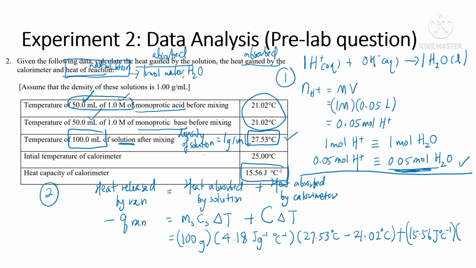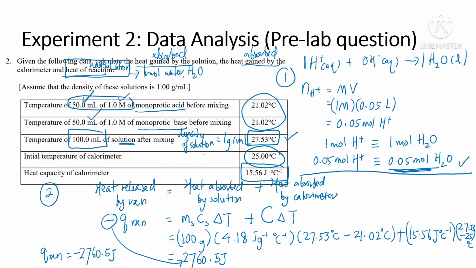So final temperature 27.53 minus initial temperature of calorimeter 25 degrees Celsius, to give us heat absorbed by solution and calorimeter as 2760.5 joule. And therefore, to calculate Q reaction, we can bring the negative over to give us the Q reaction as negative 2760.5 joule.